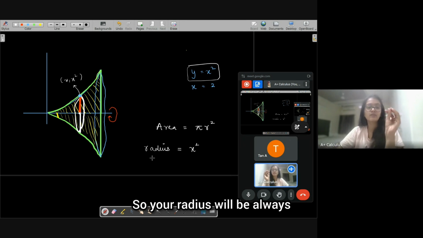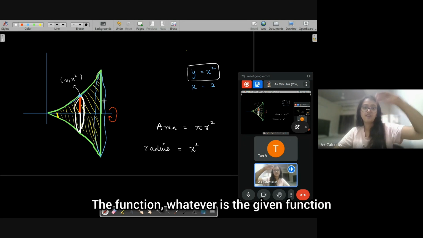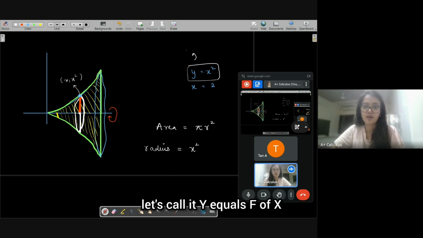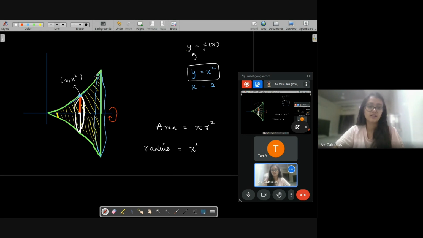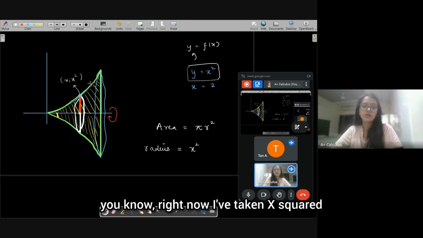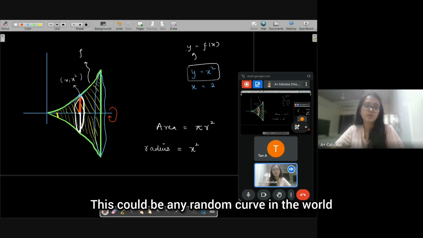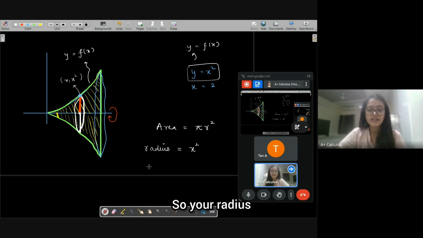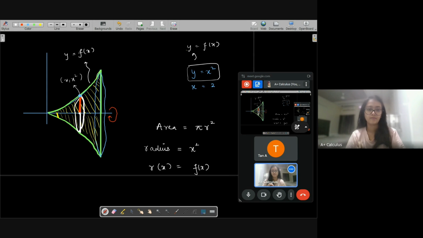Your radius will always be the given function. Let's call it y equals f of x. Right now I've taken x squared, but this could be anything. This could be any random curve in the world. So your radius will be f of x.